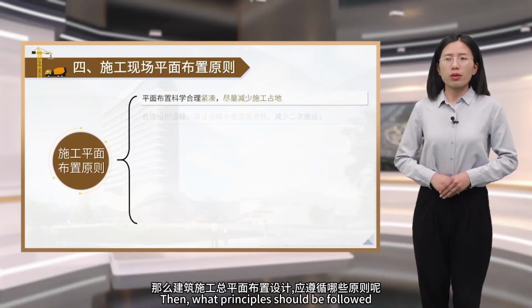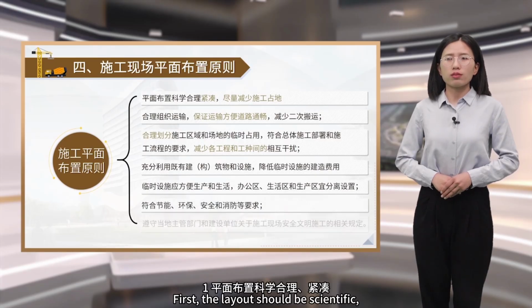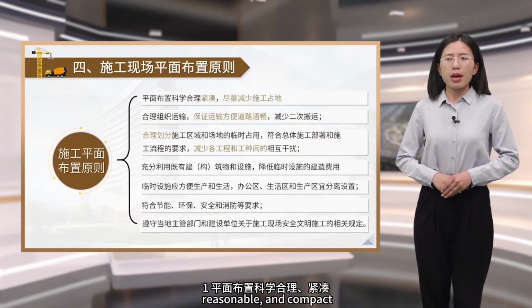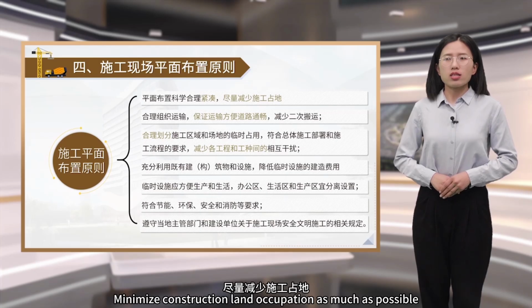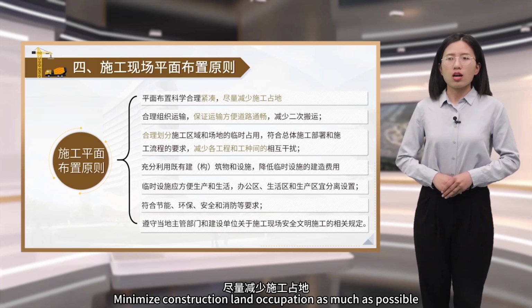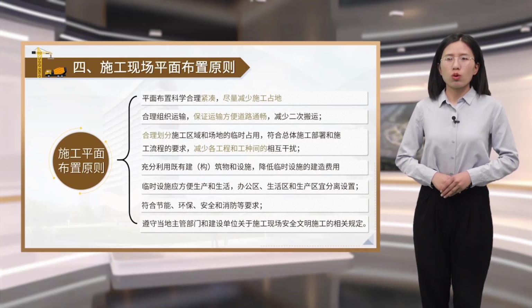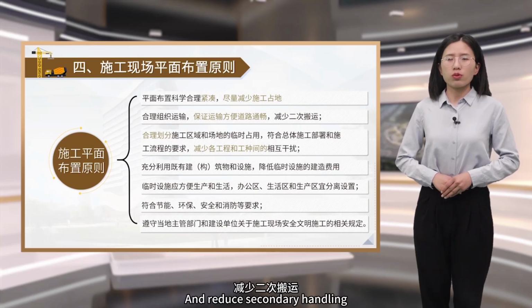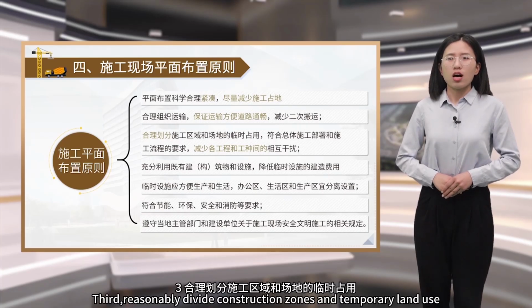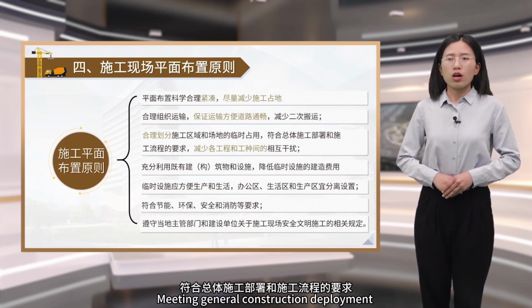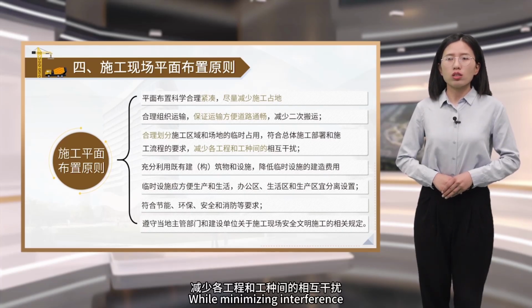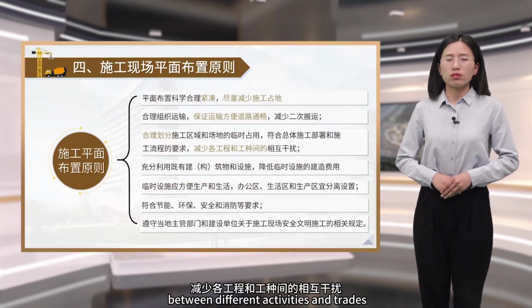Then, what principles should be followed? First, the layout should be scientific, reasonable, and compact. Minimize construction land occupation as much as possible. Second, organize transportation effectively. Ensure smooth transport, available road access, and reduce secondary handling. Third, reasonably divide construction zones and temporary land use, meeting general construction deployment and workflow requirements, while minimizing interference between different activities and trades.